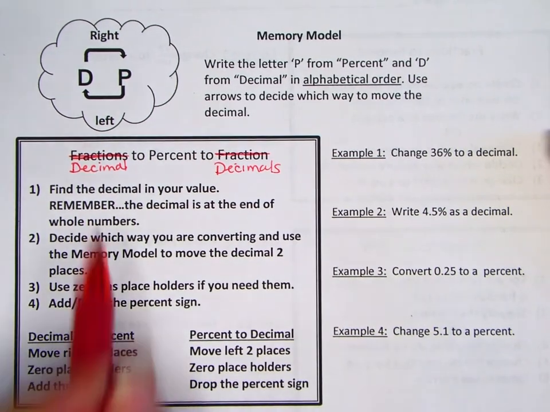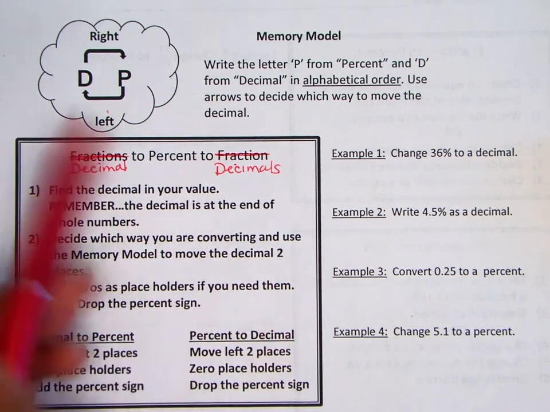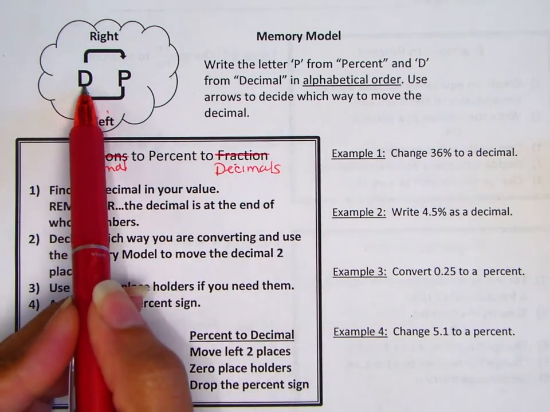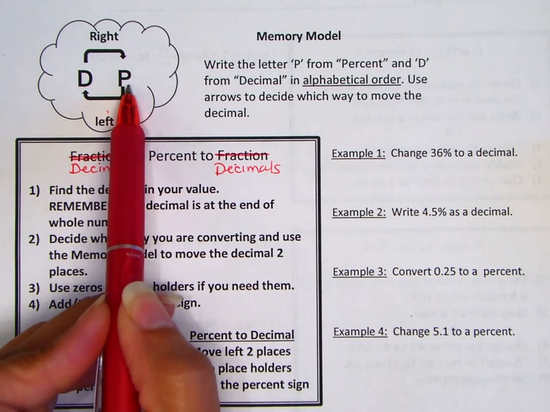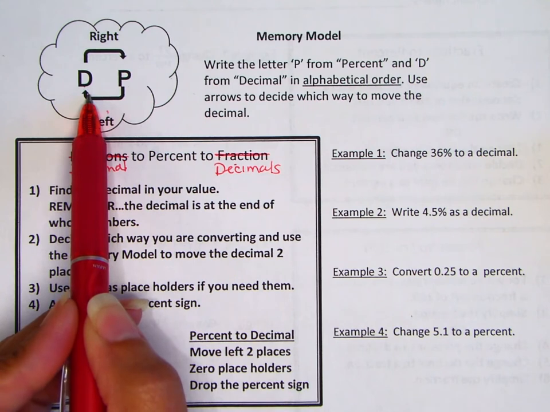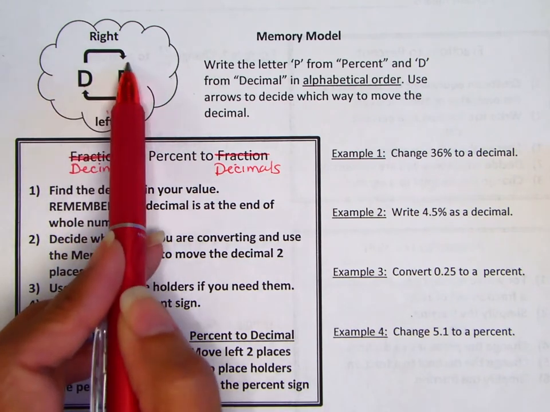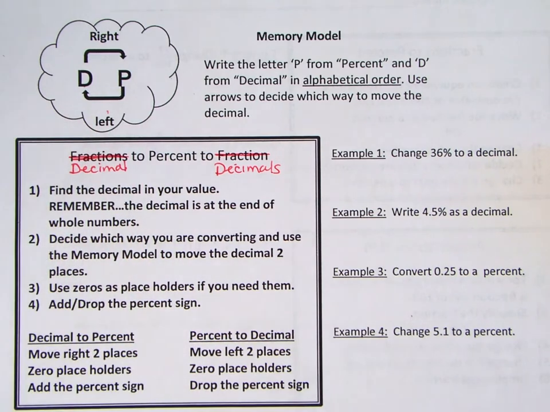In our memory model, memory models are word phrases or pictures that can help you remember how to do things in math. So one of the things I want you to think about is the word decimal and percent. And you write them in alphabetical order, or at least write the first letter of each word in alphabetical order. So D and then P. And then we're going to use these arrows to help us figure out which direction we're going to move the decimal. Because that's really all converting decimals and percents are about. It's about moving the decimal.